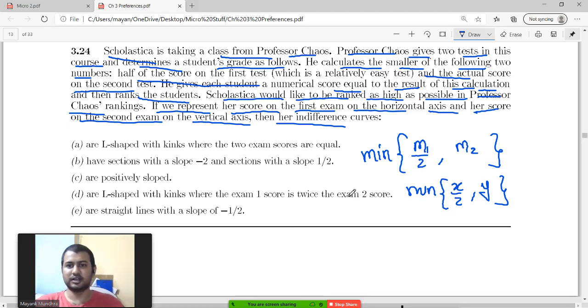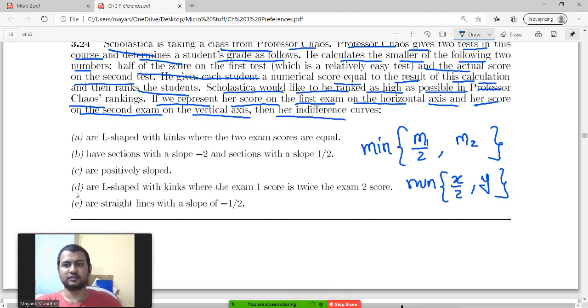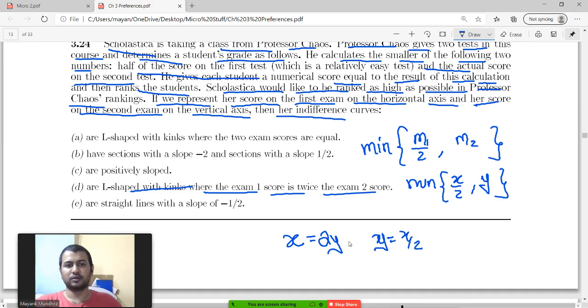Let's just check the answer, कौन सा है. ठीक है, answer is D. So let's check if D is the answer. L-shaped curves with kinks where exam 1 score is twice that of exam 2 score. So exam 1 score, so that is x, is twice that of exam 2 score. So x equals to 2y or y equals to x by 2. Okay, these are two equivalent conditions.